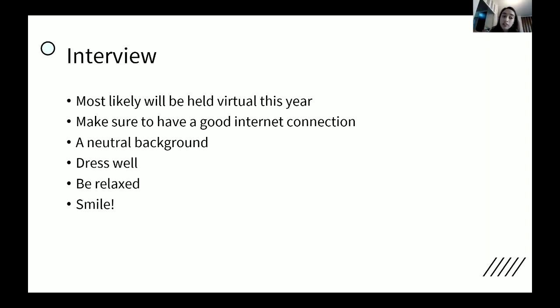Always have a neutral background. Even if it's a virtual interview, please dress well. Have a formal outfit for that. Try to be relaxed. That means be prepared for your interviews beforehand. If you're prepared, you won't be anxious and you'll be relaxed. And smile as often as you can. Even if it's virtual, just smile. That smile works a lot of wonders, let me tell you that.